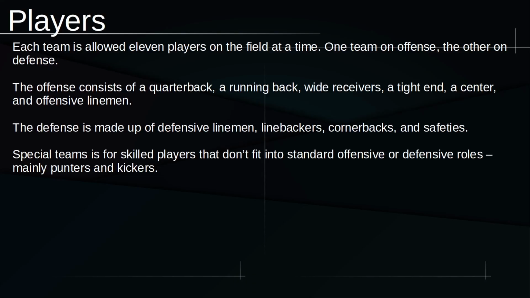Moving on to the players. Each team is allowed 11 players on the field at a time. One team on offense, the other on defense. The offense consists of a quarterback, a running back, wide receivers, a tight end, a center, and offensive linemen. The defense is made up of defensive linemen, linebackers, cornerbacks, and safeties.